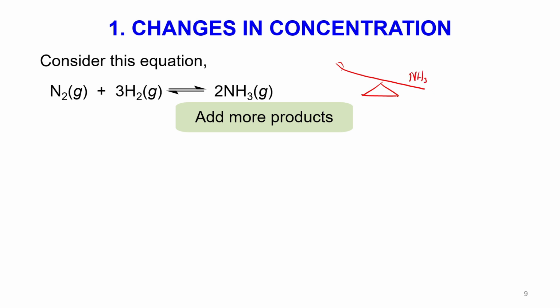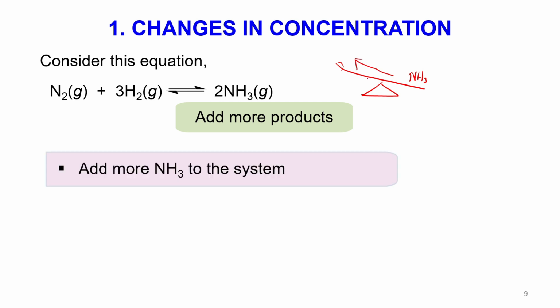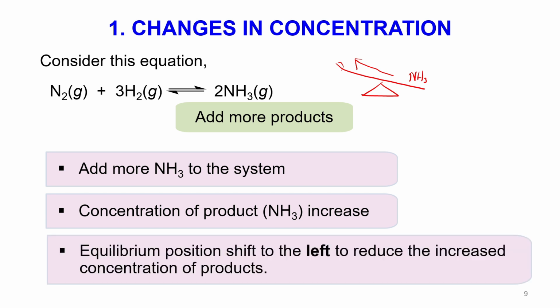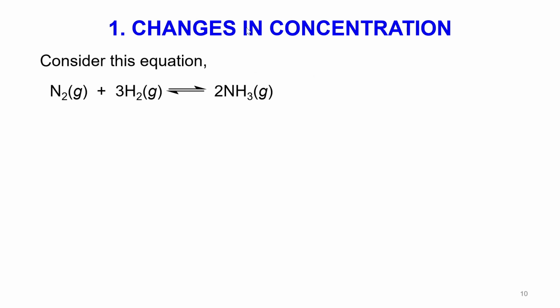Jadi macam mana cara dia nak reduce the disturbance? Dia akan shift to the left. So add more ammonia to the system, the concentration of product will increase. Thus, the equilibrium position shifts to the left to reduce the increased concentration of product. Okay? Alright, so shift to the left and it will produce more nitrogen and hydrogen if you add more ammonia.